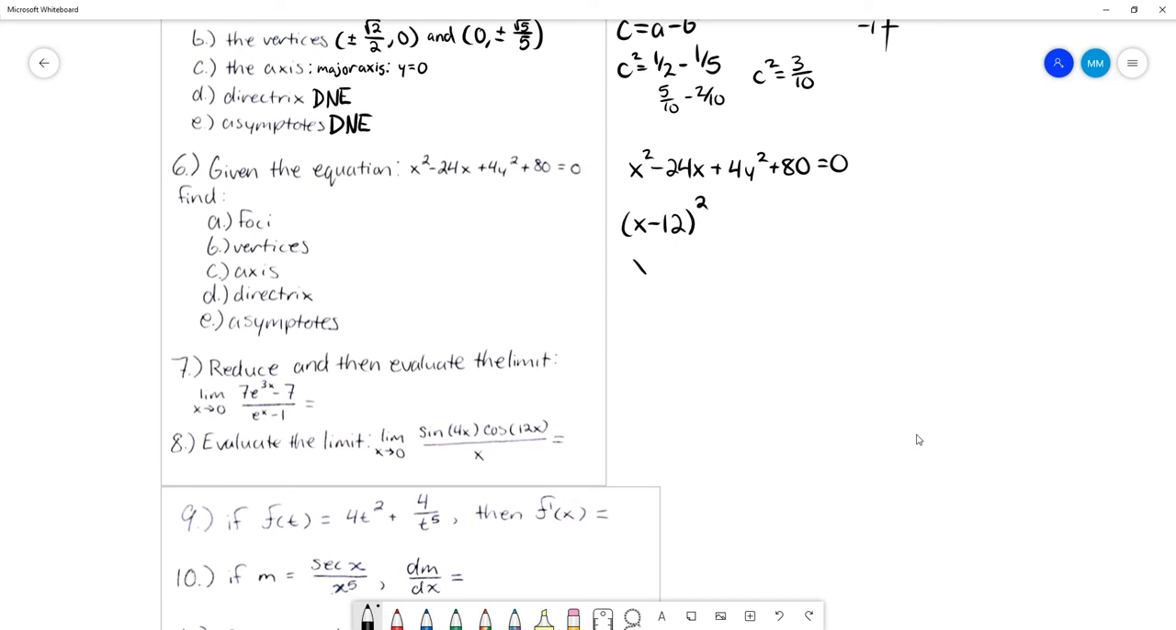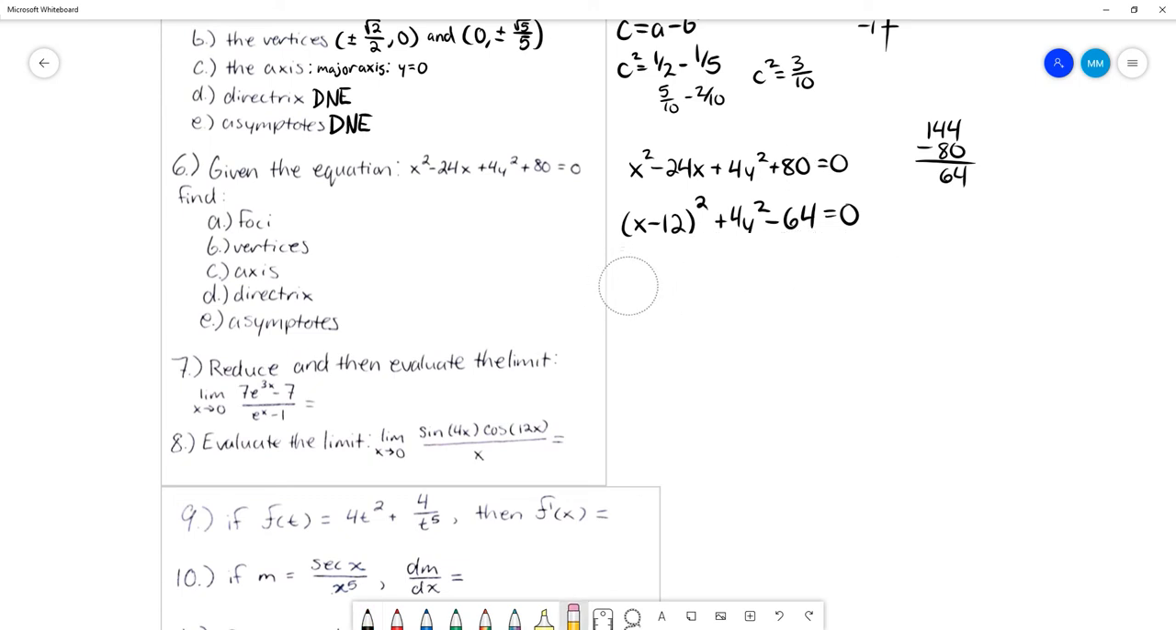Because if I FOIL this out, it's going to be x squared minus 24x, but then plus 144. But we don't have a plus 144. We've only got that plus 80. So in order to get that to be plus 80, I need to find the difference there. So 144 minus 80 is going to be 64, which tells me that I have x minus 12 squared plus 4y squared minus 64 equals 0. Because once I add that minus 64, this turns into that 80.